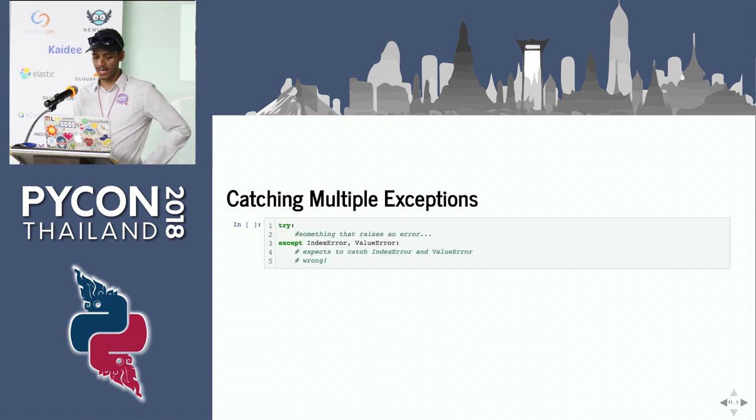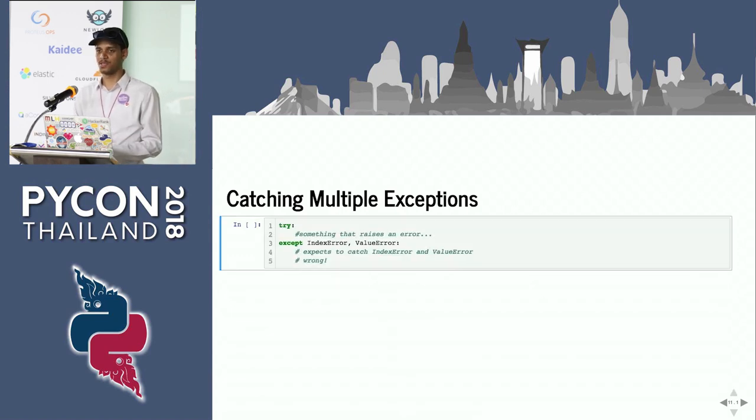Catching multiple exceptions. Everyone tries exception handling, but sometimes when you try to catch multiple exceptions, you write stuff like this: try, do something, and except one particular error, except a second error, except a third error, do something else, right? But in this particular example, I expect my program to check for an IndexError as well as a ValueError. But the except in Python actually works with a tuple, where the first parameter is the error and the second one is your error message. So in this case, it's not going to check for ValueError. It's just going to check for IndexError.